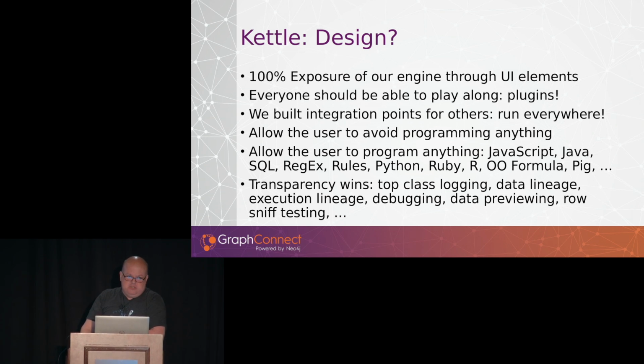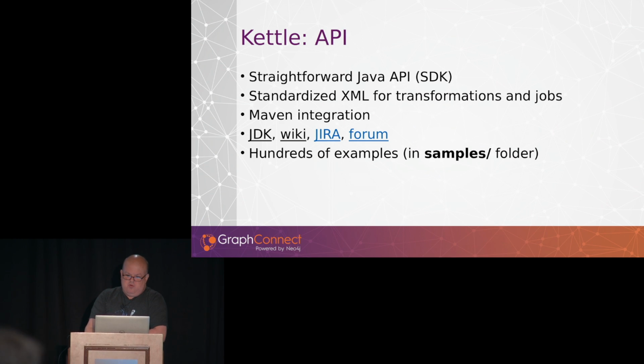It carries a fail fast and fail early kind of mantra. PDI was always pessimistic data integration: assume that it fails. So we have top class logging, data lineage, execution lineage, and so on. We have a straightforward Java SDK. I will make sure that you get this slide deck in some form so you can click on the links. I'm sure that the organizers will distribute this, and if not, I will on my Twitter somewhere.